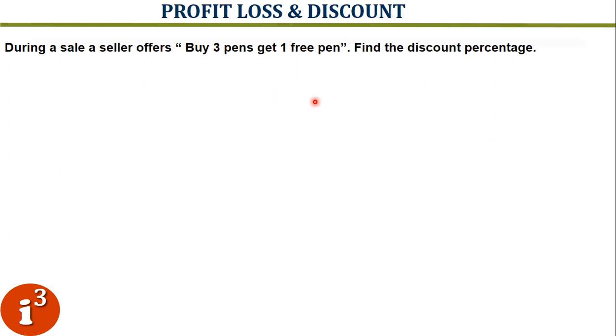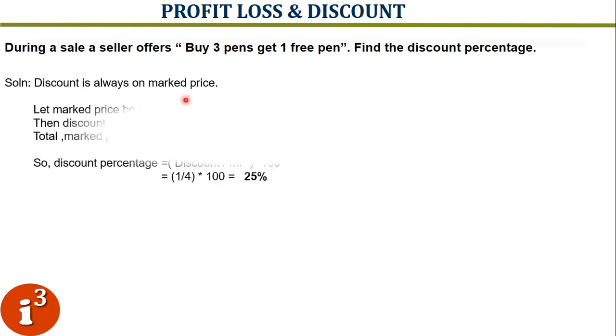Remember, discount is always on the marked price. Buy 3 get 1 free means the seller is giving away 4 pens. So what is the marked price? That is the marked price of 4 pens. What is the discount he is giving? One free pen means the marked price of 1 pen is the discount. The total number of pens he is giving away is the marked price of 4 pens.